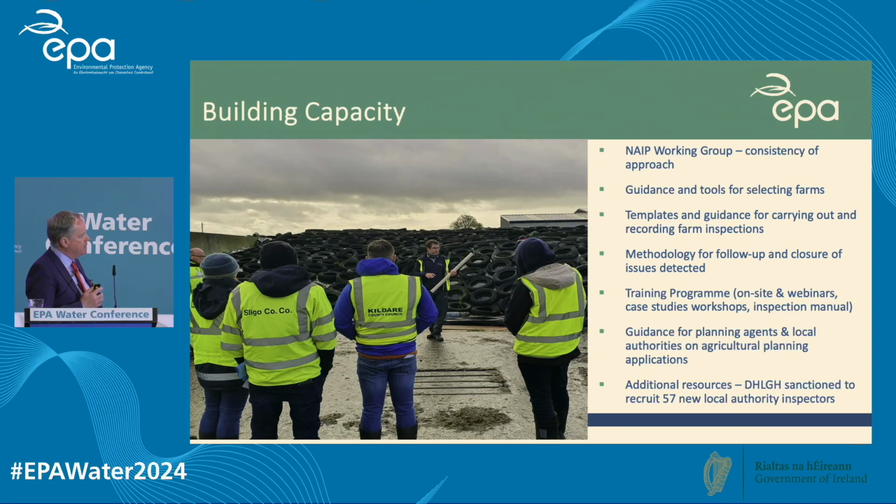One of the key aspects of it, I mentioned earlier on, is the national working group that we have established to implement this. But just down at the very bottom there, I don't know if you see it or not, additional resources have now been provided, and it's great that the Department of Housing has sanctioned 57 new staff to local authorities to be specifically ring-fenced to carry out inspections under the NAPE programme. 21 were sanctioned last year, the middle of last year. They're all in place now, and a further 36 were sanctioned at the beginning of this year, just in February, and they're currently all being recruited at the moment. The recruitment process is going.